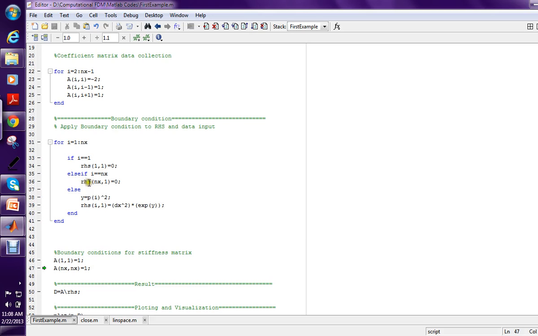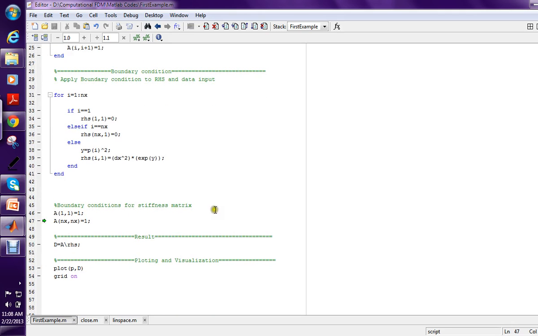So let's see what is the value of that. Yeah, 0 and 0. So first value is 0 and the last value is 0, and all other points are calculated from this equation x square into e to the power x square, right? Okay, so apply the boundary condition for stiffness matrix.